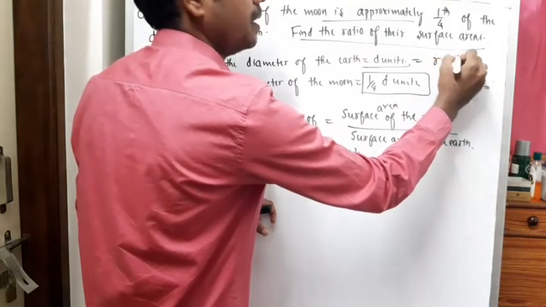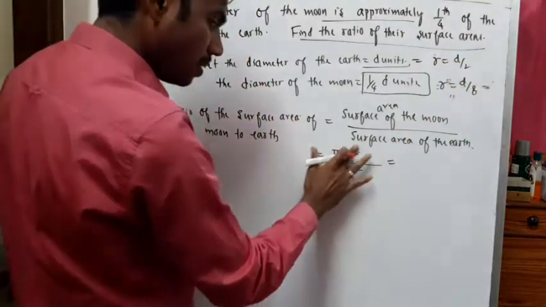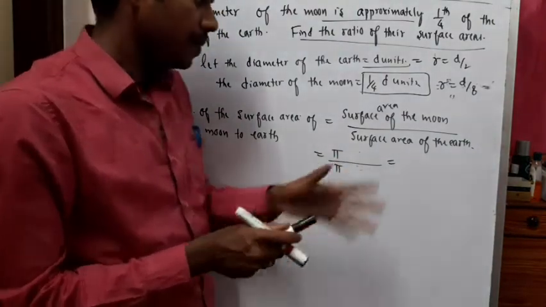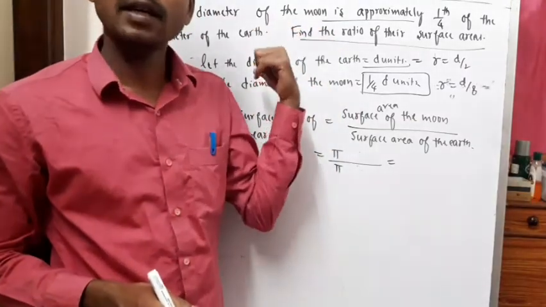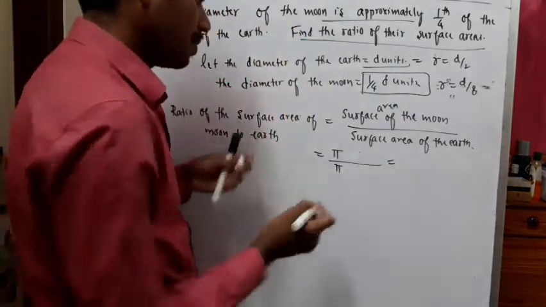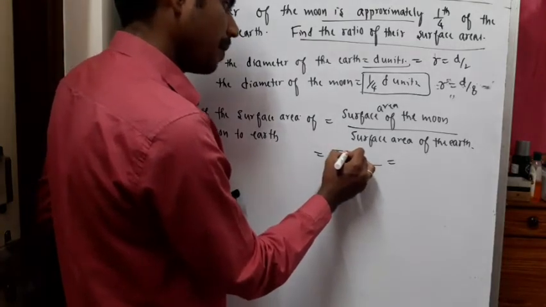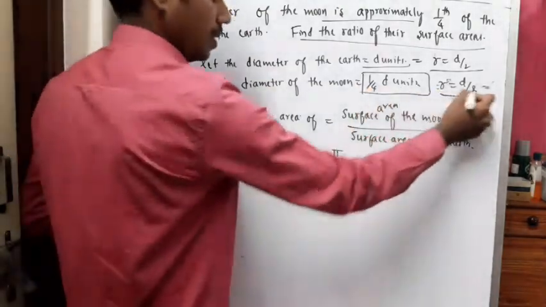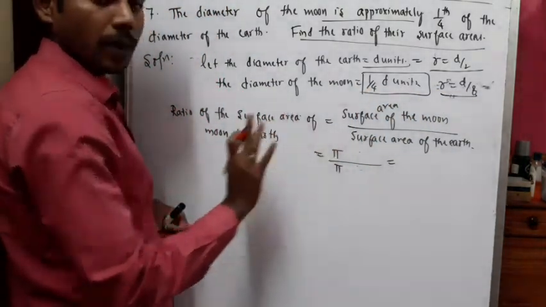Radius here is d by 2, radius here is d by 8. So instead of r square and r square, what can we write? I want to write both the areas in terms of the earth's diameter. This is pi r square. What is r here? Surface area of the moon is equal to pi r square.